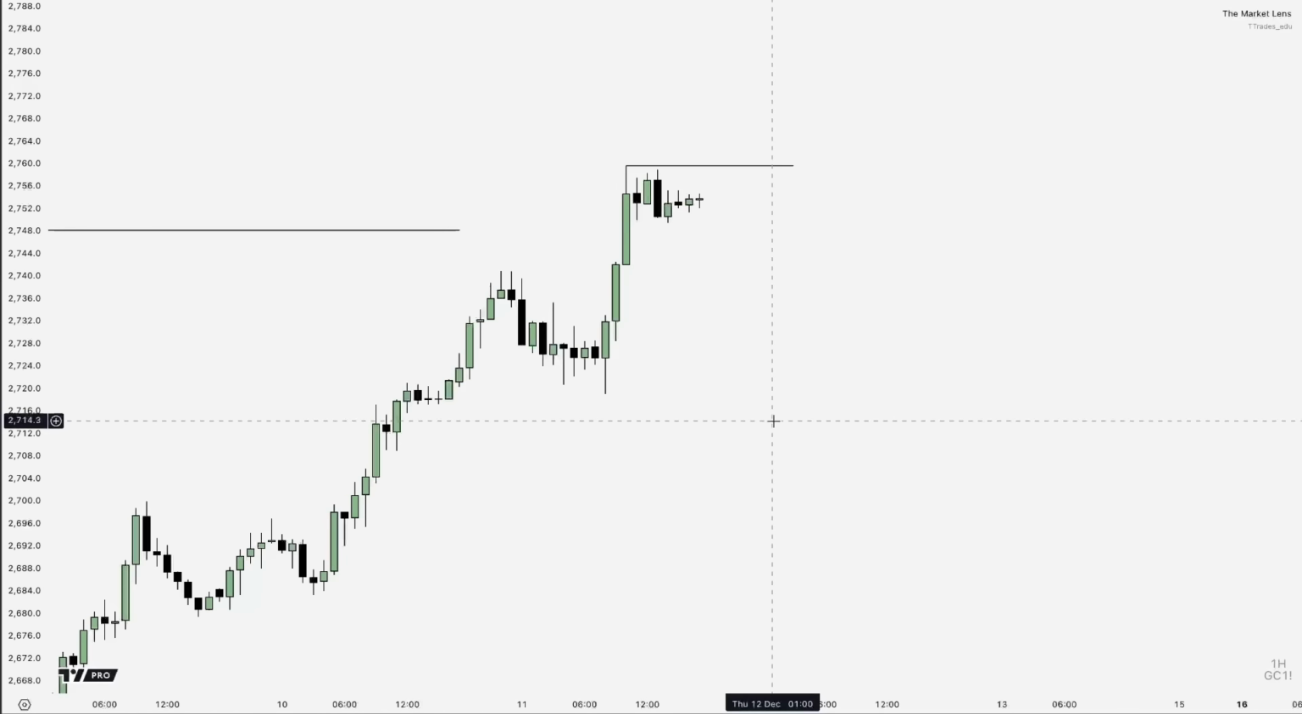So here we are on the hourly time frame, and if we are looking for a reversal off previous day high, we want to wait for that to get swept out.